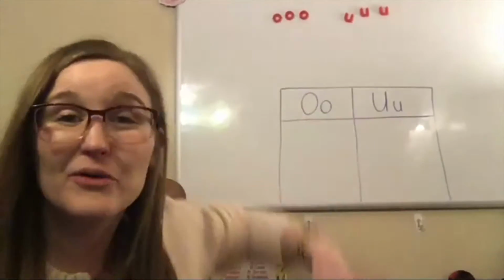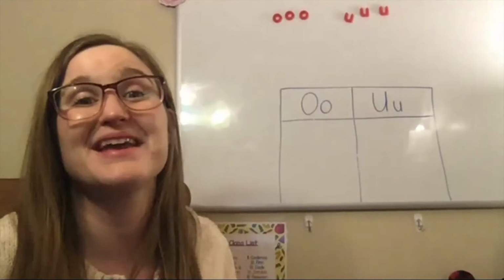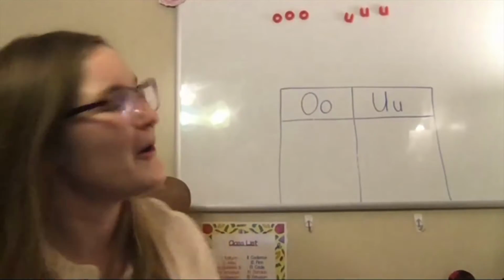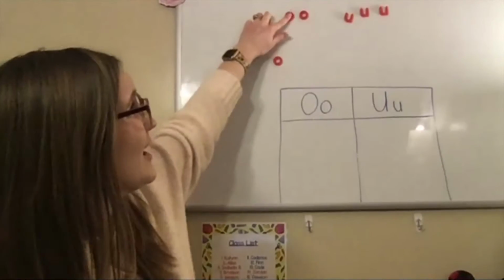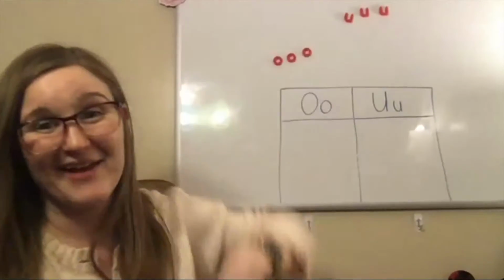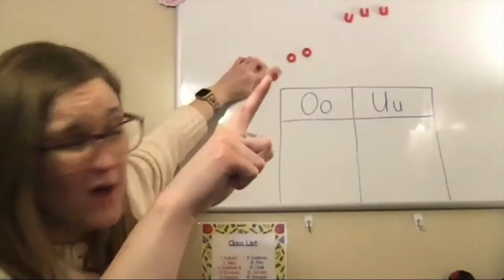All right. What we're going to do now is I would like us to move these O's down. And as we move them down, we're going to make the sound and do the move for O, which is ah. Now add the move. Ah.